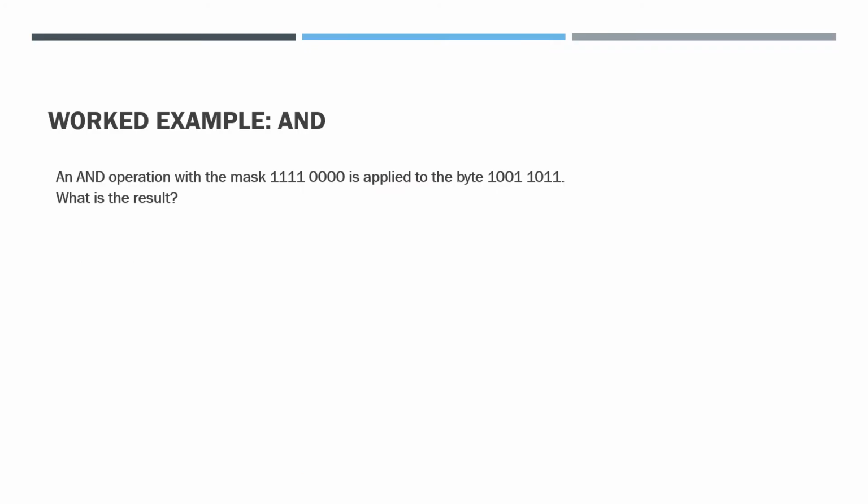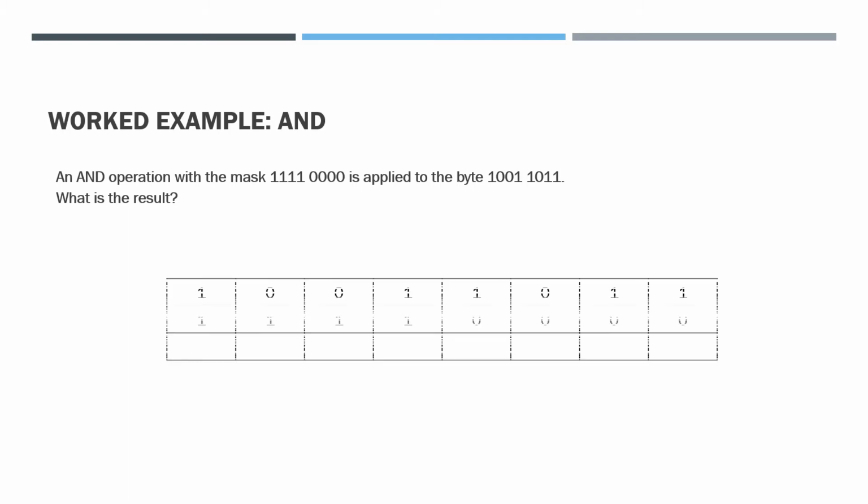Here's a question. It's very much the kind of question that you might see in the exam. An AND operation with the mask 1110000 is applied to the byte 1001 1011. What is the result? Now, it's very easy to answer these questions. You just have to work methodically through it. So let's have a look at that.